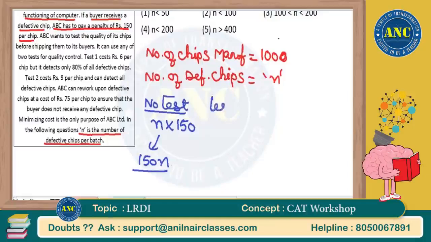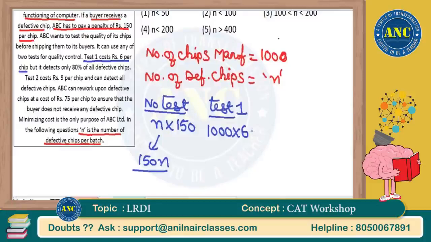So I appointed a junior executive who is not experienced. Test 1 costs 6 rupees per chip. He will take every book, open all the pages, and check whether every page is printed properly or not. Like that he will do it for 1000 books. So it is 1000 into 6.